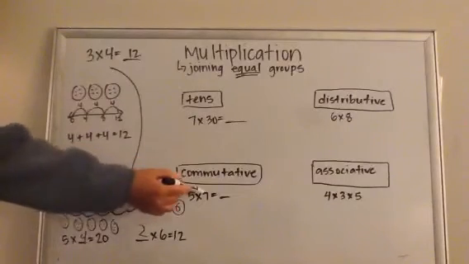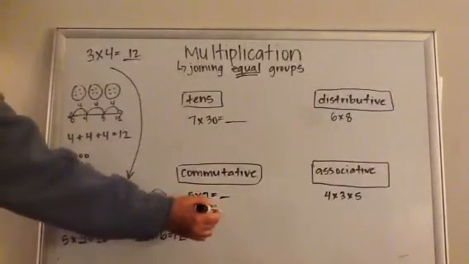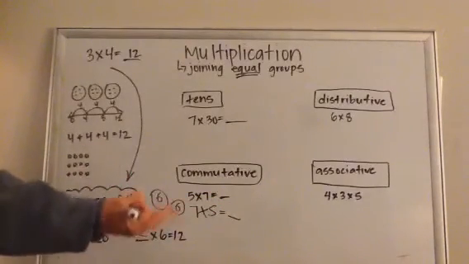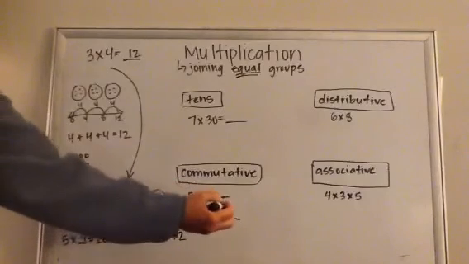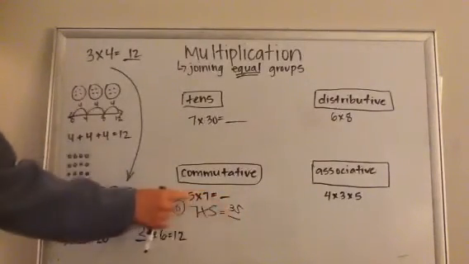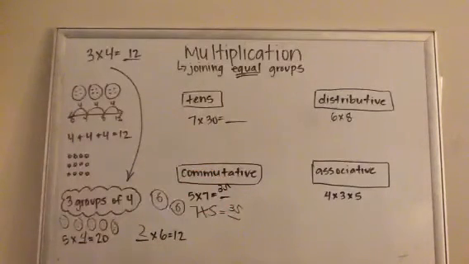So instead of 5 groups of 7, let me flip it to 7 groups of 5. And then I can count by 5s. So 5, 10, 15, 20, 25, 30, 35. So if 7 groups of 5 is 35, then 5 groups of 7 is 35. And one model that helped us prove that was here.